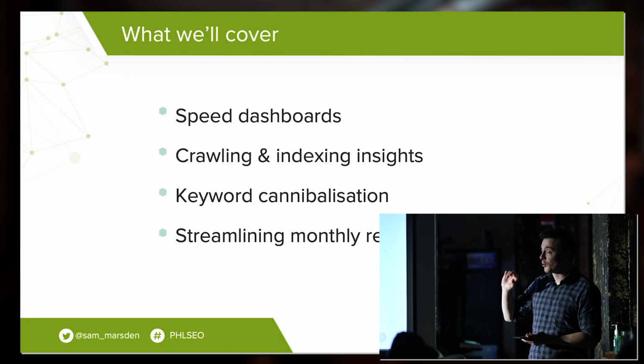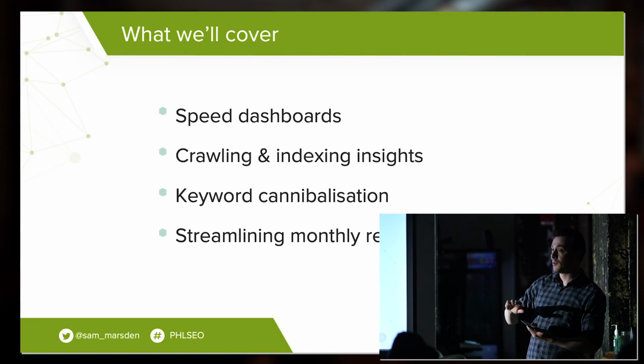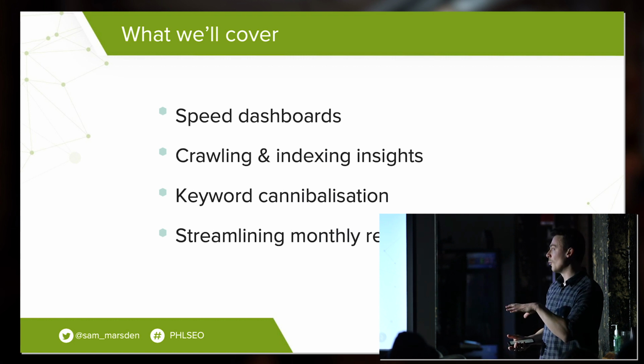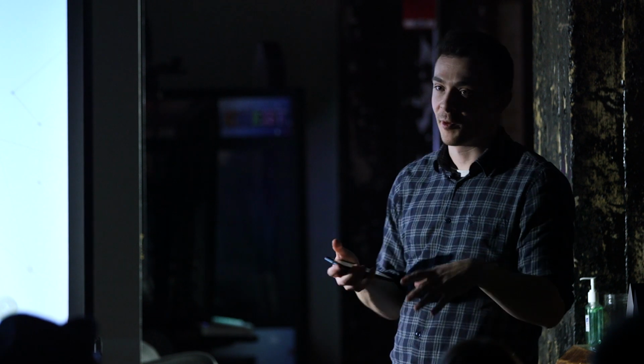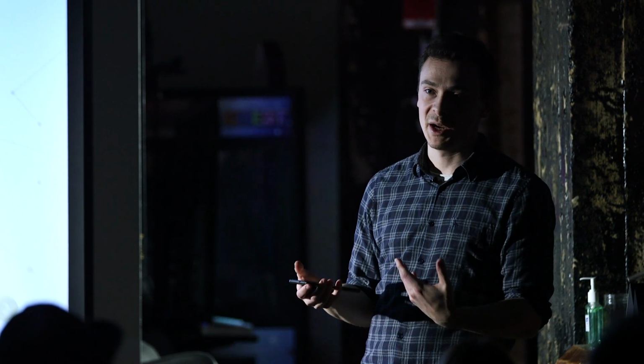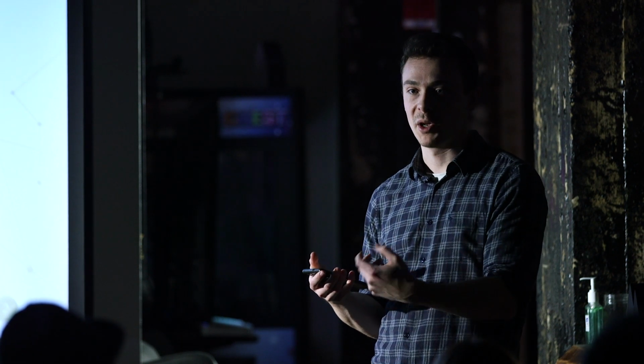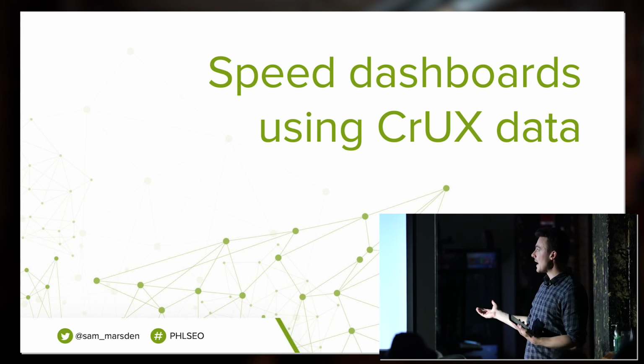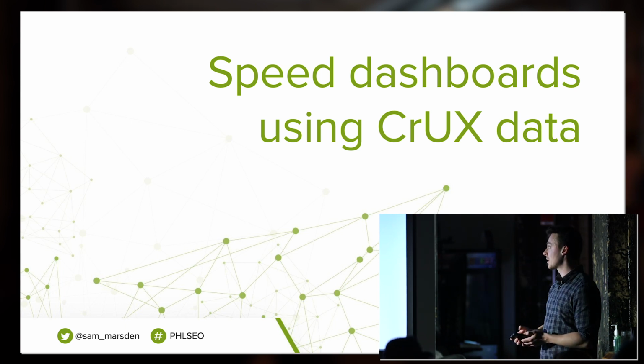Cool. So I'm going to take you through some speed dashboards, then looking at some crawling and indexing insights that you can pull into Data Studio, then looking at keyword cannibalization, and also how we can streamline monthly reporting. So the idea isn't here to provide you with a load of templates that you can take away, but to inspire some ideas about how you might be able to become more efficient in your day-to-day work. So speed dashboards, let's start with that, using Crux data.